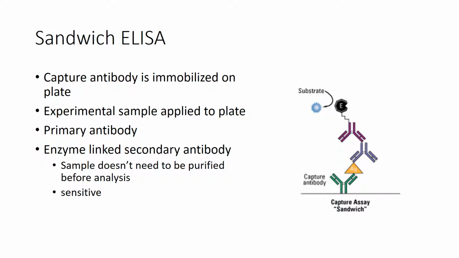A sandwich ELISA uses the same principles as a direct and indirect ELISA, except that it uses an immobilized capture antibody instead of a bound antigen. After the capture antibody is bound to the plate, a sample can be applied, and only the antigens that are specific to the capture antibody are pulled out of the sample and bind to the plate. A primary and enzyme-linked secondary antibody are then applied to the plate for signal detection. An advantage of using a sandwich ELISA over direct or indirect is that the sample doesn't need to be purified before testing, and it's very sensitive and specific because it uses 2 antibodies specific for the protein of interest versus 1.